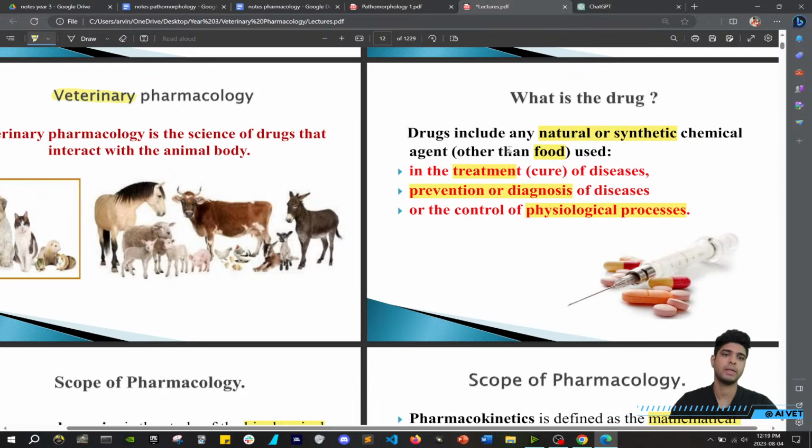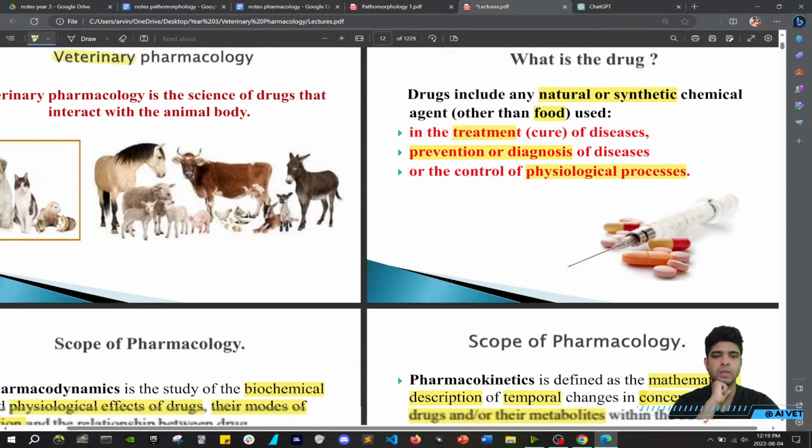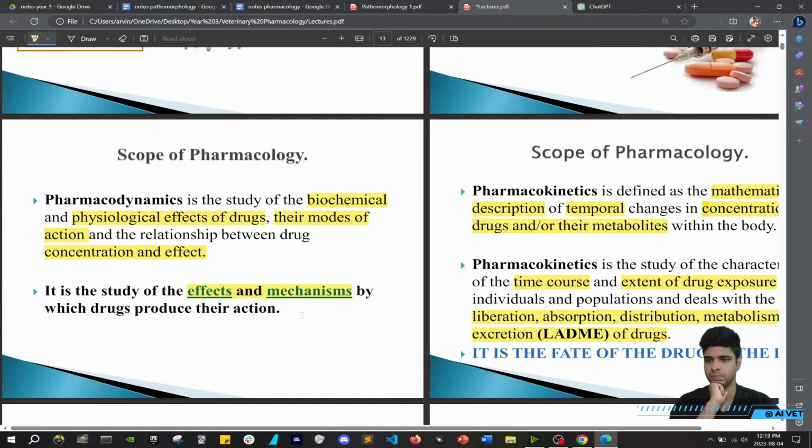So what is a drug? Drug includes any natural or synthetic chemical agent used for treatment, prevention, and control of physiological processes. Okay, this is quite important.